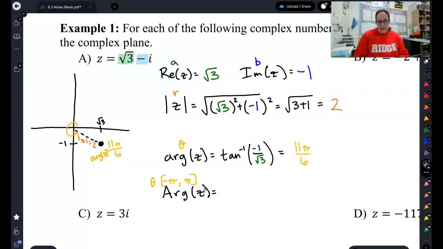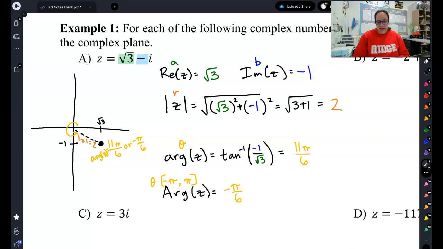However, notice that for the principal argument, your theta, your angle needs to be between negative pi and positive pi. 11 pi over 6 is too big for that. So we know 11 pi over 6 is the same thing as negative pi over 6. And negative pi over 6 is between negative pi and positive pi. So that would be your principal argument because it fits in this range.